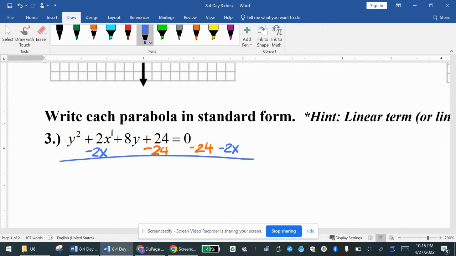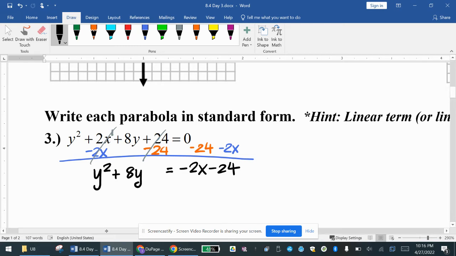Notice that the constant term and the linear term for x, I'm moving to the other side. That leaves me with the quadratic y squared plus 8y equals, and I'm just going to put these in order, negative 2x minus 24.